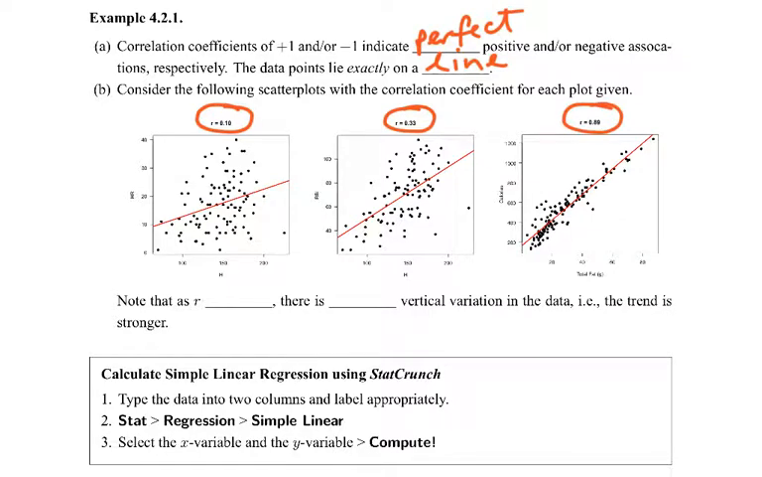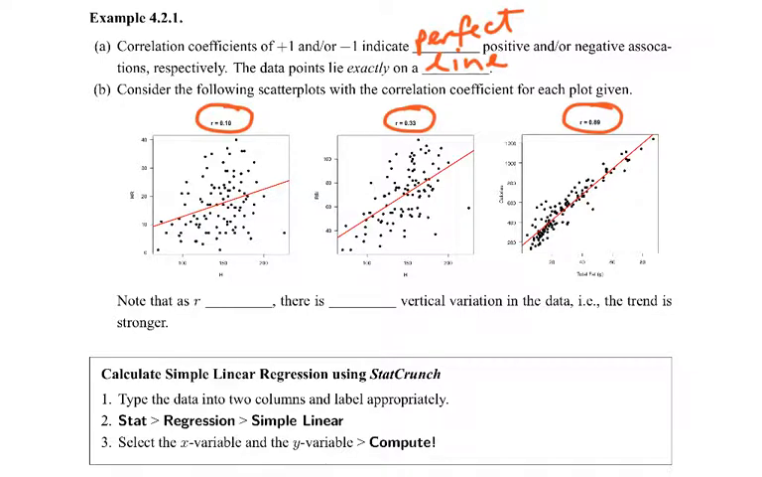So the first one is a pretty weak correlation. We could say it's positive, but it's a pretty weak association. The R value is only 0.1. The next picture, we've got a little bit stronger association, still positive trend, and the R value there is about 0.33. In the last picture, we've got a much stronger association where the R value is about 0.89.